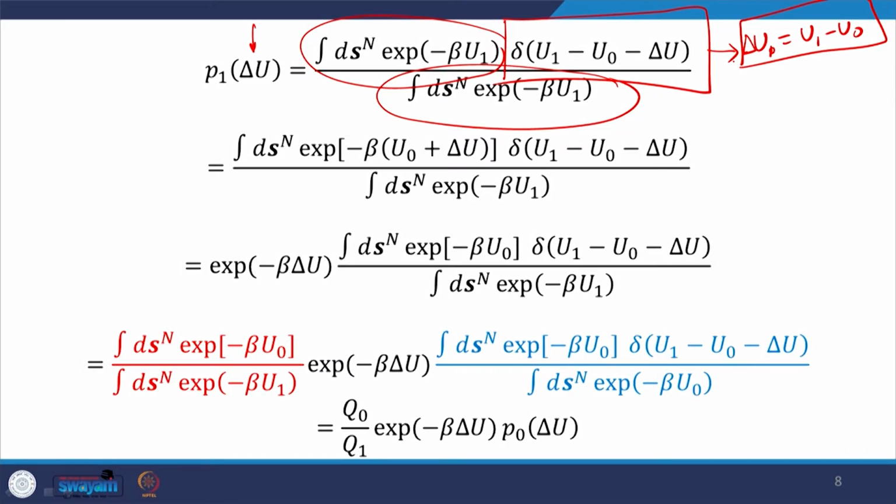Now, since the delta function inherently is valid only when delta U is equal to U1 minus U0, I can replace U1 in the integral here by U0 plus delta U. That is what I have done here, and then the delta function remains itself, a simple rearrangement of the equation. But now I can take the exponential of minus beta delta U outside, because I was looking at P1, which is a function of delta U. So, delta U is known to me, and I can factor out the exponential of minus beta delta U.